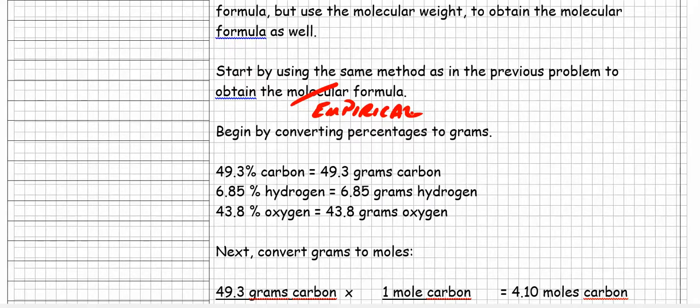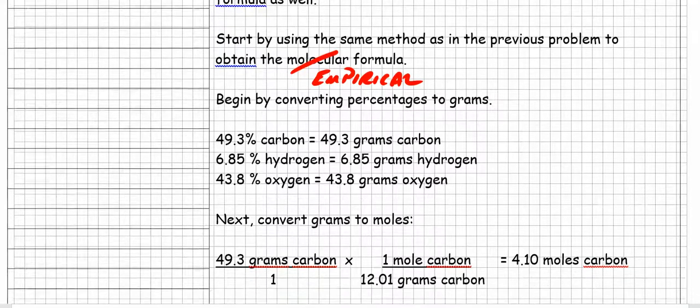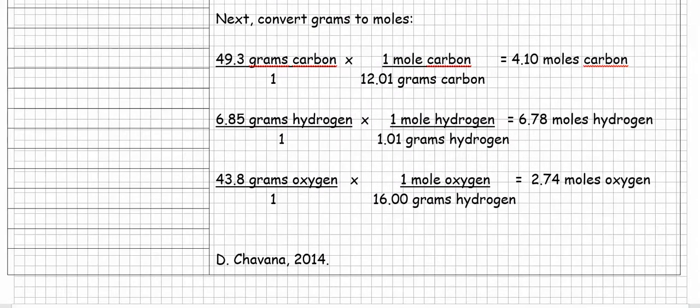Now, we've got 49.3% carbon. That's 49.3 grams if we've got 100 grams. 6.85% hydrogen. That's 6.85 grams if we've got 100 grams. And 43.8% oxygen is 43.8 grams of oxygen, okay? Next, convert grams to moles. Just like we did before, we're going to convert grams to moles. So here it is.